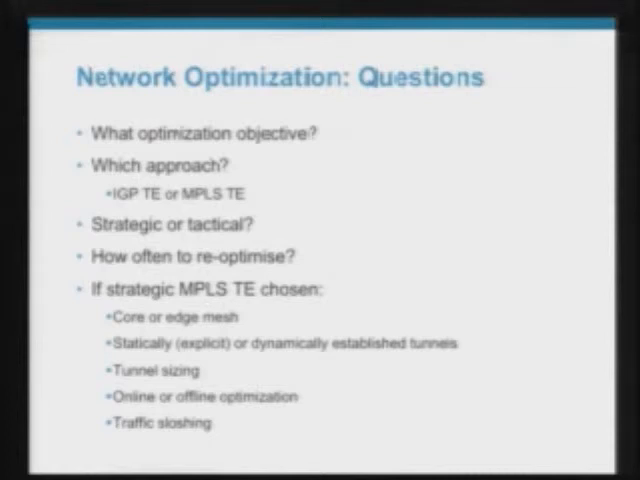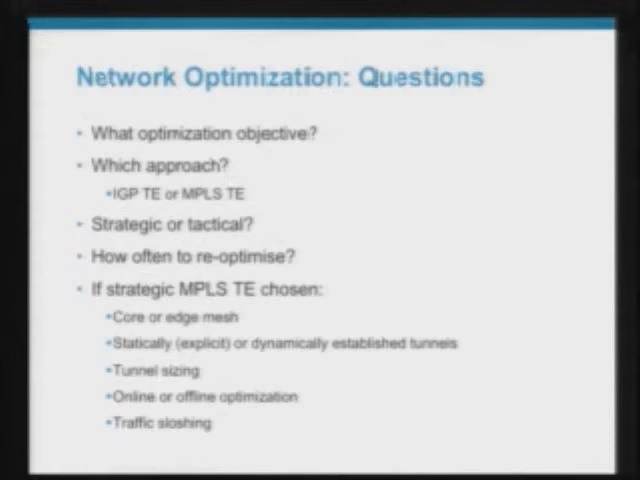And the questions that Clarence wants everybody to be able to ask themselves is, which approach am I going to use, IGP or MPLS? Am I going to be doing this strategically, laying out a whole routing for normal and failure conditions, or just tactically let things get congested as need be, as it happens, and be able to mitigate that congestion afterwards.